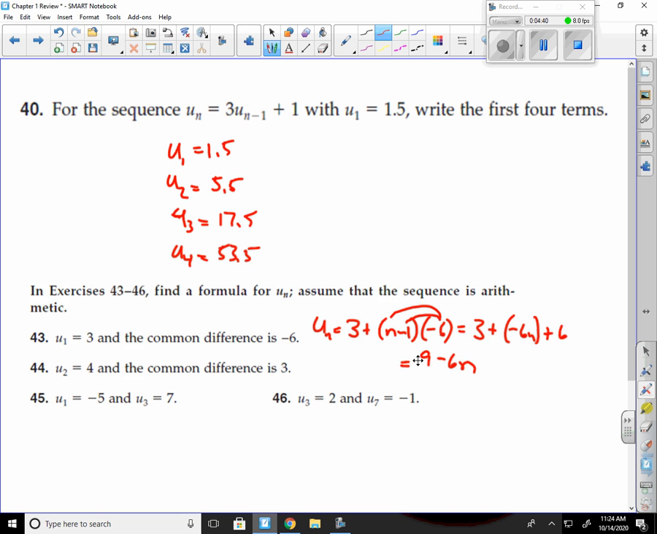Number 44. I start with u sub 2 equals 4. The common difference is 3. To find u sub 1, I just go back 3. U sub n would equal 1 plus n minus 1 times my common difference of 3. Distribute the 3. 1 plus 3n minus 3, so 3n minus 2.